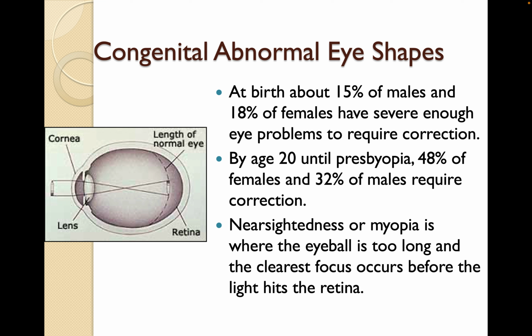At birth, about 15% of males and 18% of females have severe enough eye problems to require correction. By age 20, until presbyopia, and presbyopia is an interesting word. It means old eyes. Presby meaning old or elder eyes. It usually hits sometime in your 40s, sometimes into your 50s. About 48% of females and 32% of males require correction. So if you lined up all the people that were 60 years old, about half of the women would be wearing glasses, and about a third of the men would be wearing glasses.